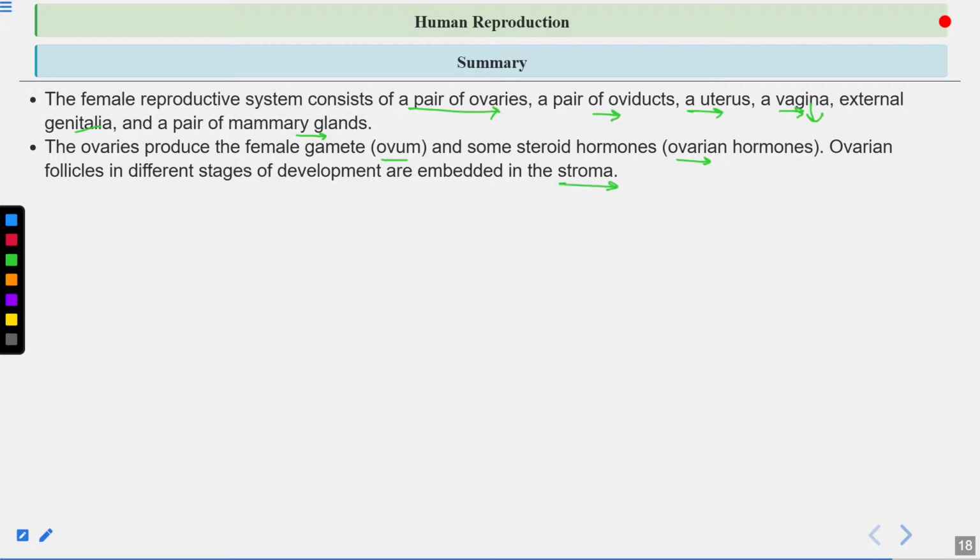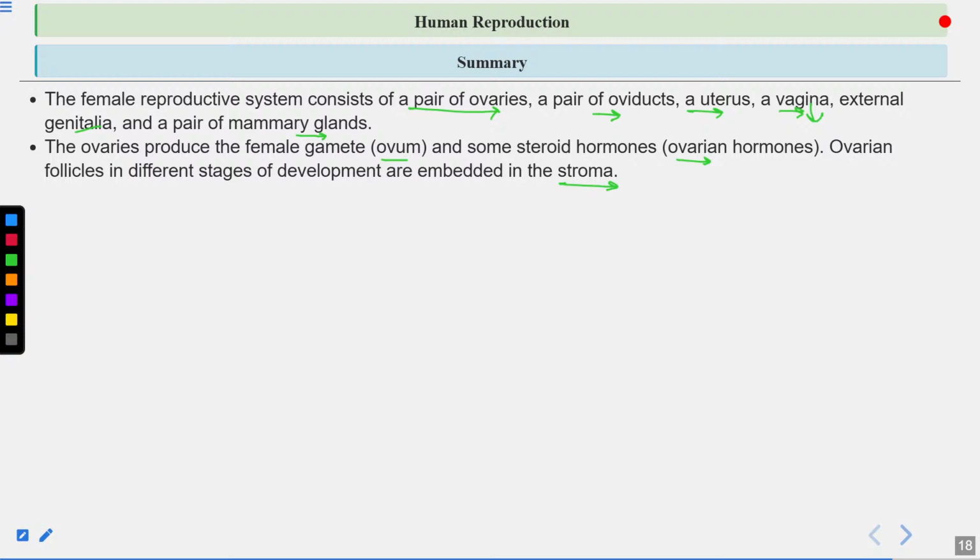So the ovarian stroma consists of what? Ovarian stroma consists of ovarian follicles in different stages of development. So there is a primary stage, secondary stage, tertiary stage, then Graafian follicle. We'll talk about this in our next sessions.